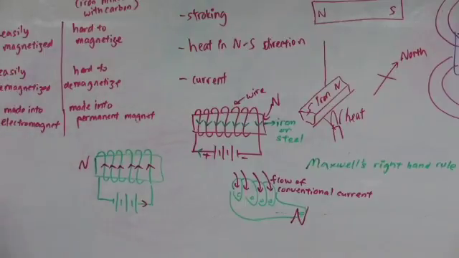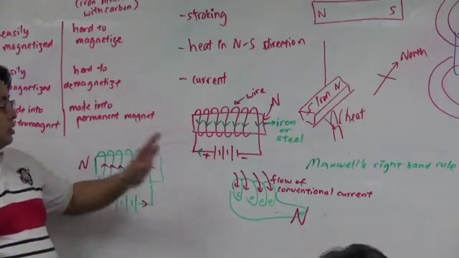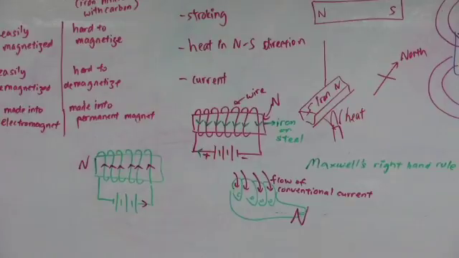What I mean is that if our thumb is pointing to the south, then it will pretend to be the north. The thumb is always pointing to the north if we use Maxwell's right hand rule.